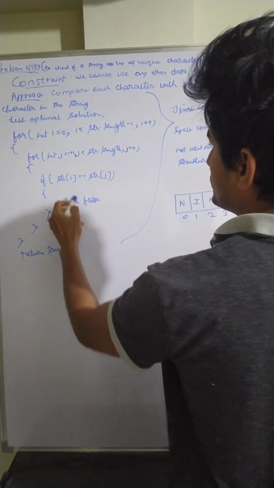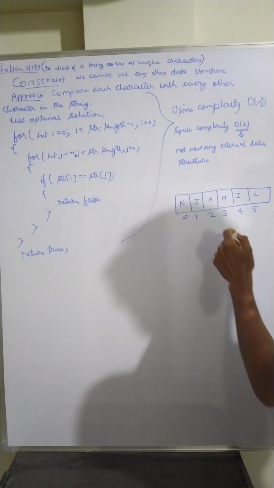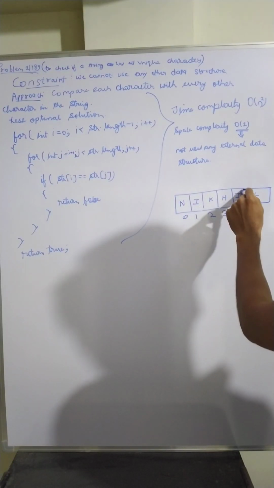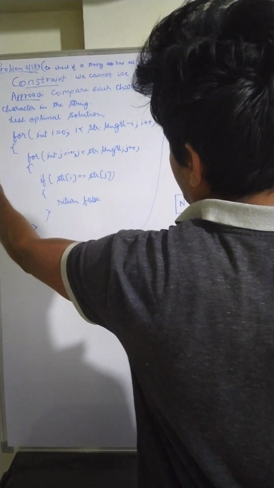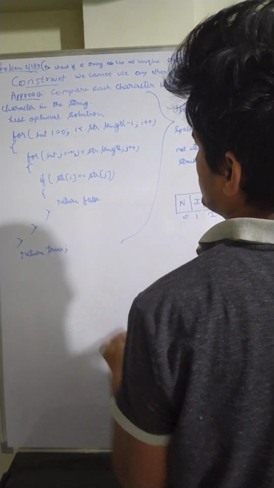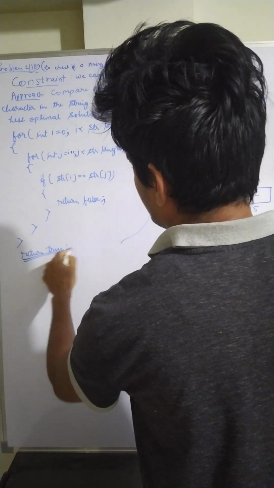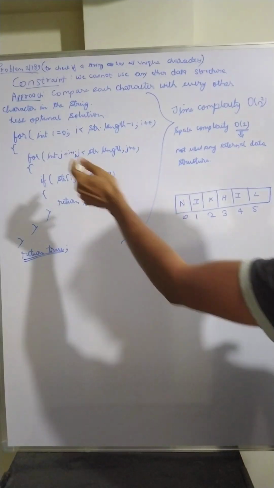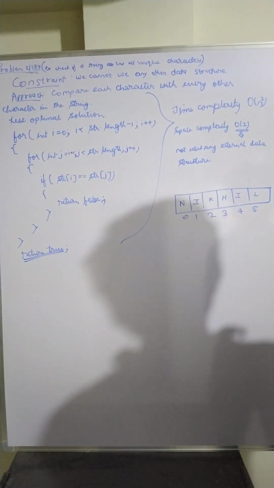So simple thing: if str of i is equal to str of j, then we return false, and if the entire code passes without returning false, then it will return true. Time complexity is big O of n square, as we have two for loops, and the space complexity, as we have discussed, is big O of 1.